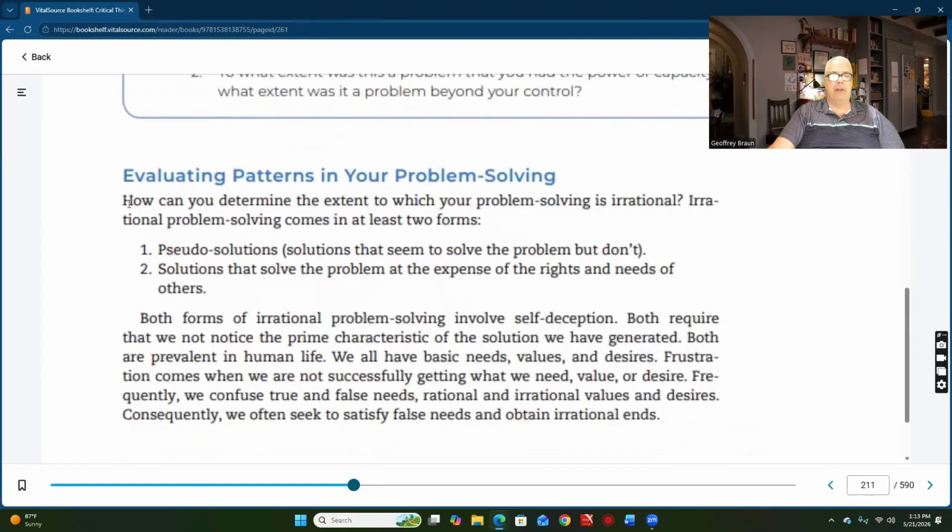So now you have to evaluate, look at, analyze, label. How can you determine the extent to which your problem solving is irrational? Irrational problem solving comes in at least two forms. Again, the number two, right? The number three and the number seven are also popular numbers. If you're trying to take in and process information, the human brain generally takes in information in clumps of three and four, right? Like a phone number. It's usually broken up into 3 and 4 digits, 818-671-4921, right? Well, you get the one, but that does count.